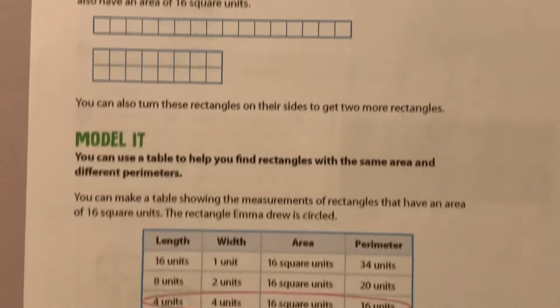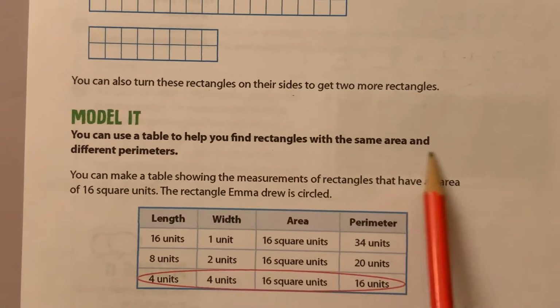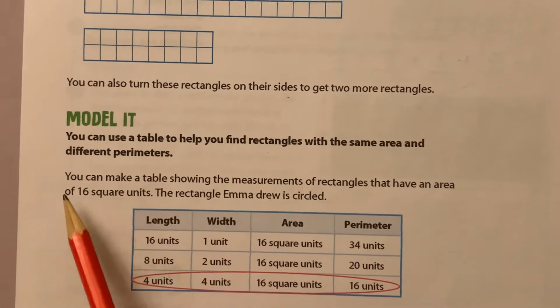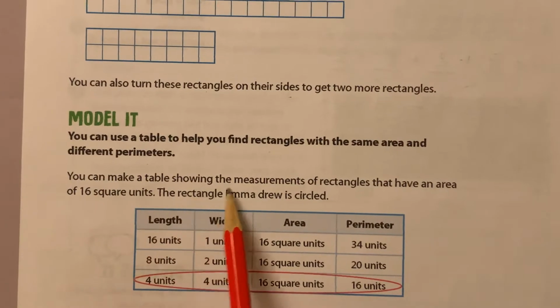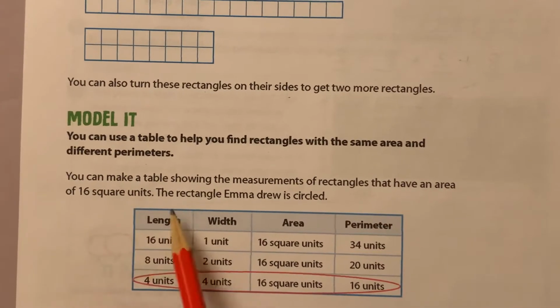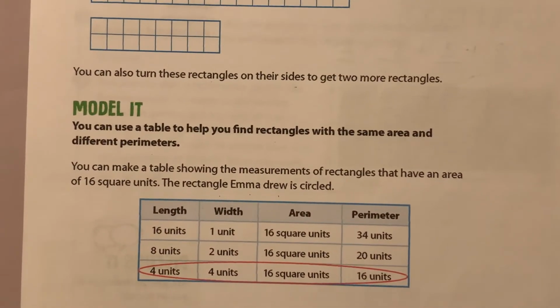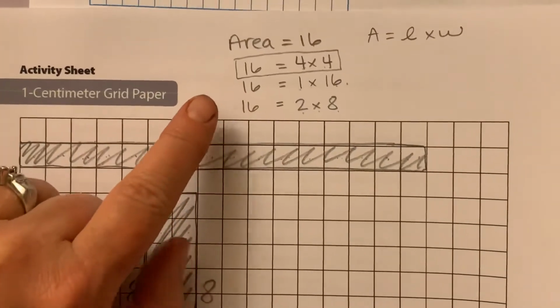Okay, you can also model it. You can use a table to find rectangles with the same area and different perimeters. You can make a table showing the measurements of rectangles that have an area of 16 units. The rectangle Emma drew is circled. That's kind of like we did. Up here, we made a chart too.